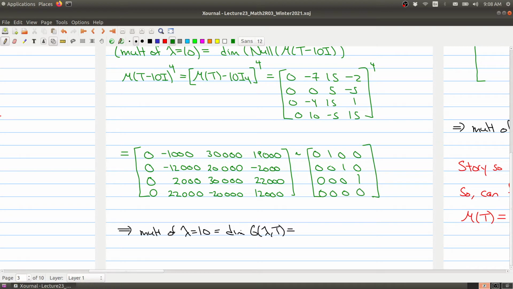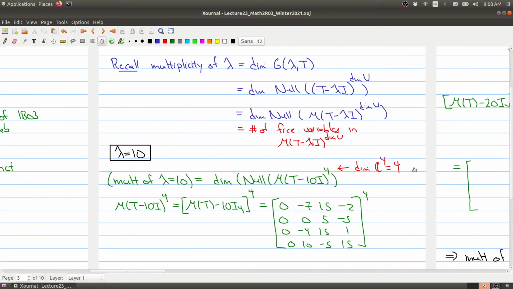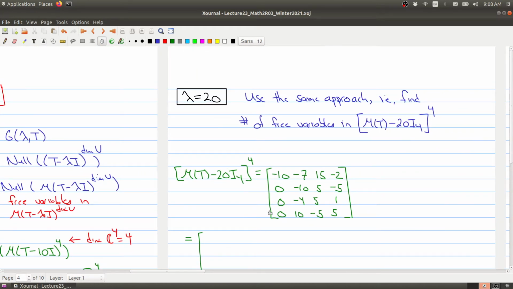The multiplicity of this eigenvalue is the dimension of this eigenspace, which is equal to the number of free variables in the above matrix. Notice that all the underlined spots are the leading ones, so there's only one free variable. So the multiplicity of lambda equals 10 is 1. Now let's do the same procedure for lambda equals 20.